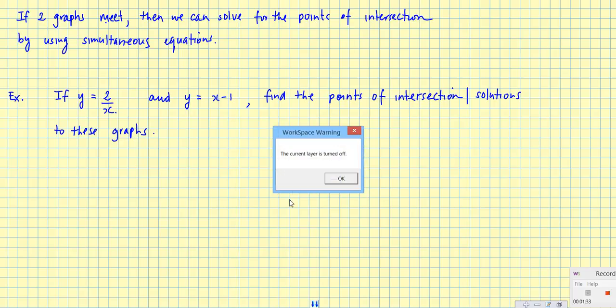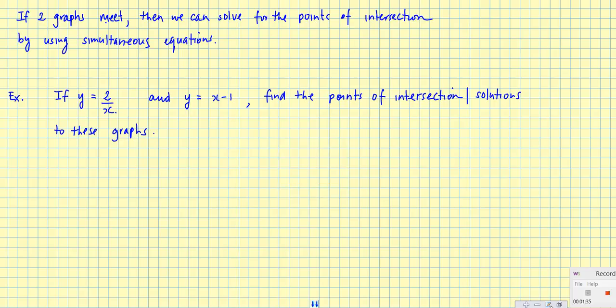Alright, so given the problem, we have that if y equals 2 over x and y is equal to x minus 1, we can find the points of intersection or solutions to these graphs. Now the one way that we can go about doing this is definitely by simply using simultaneous equations.